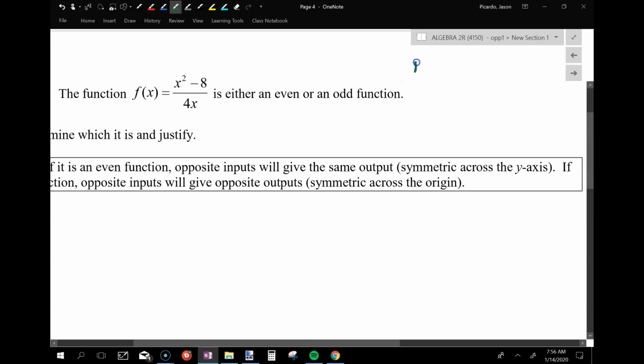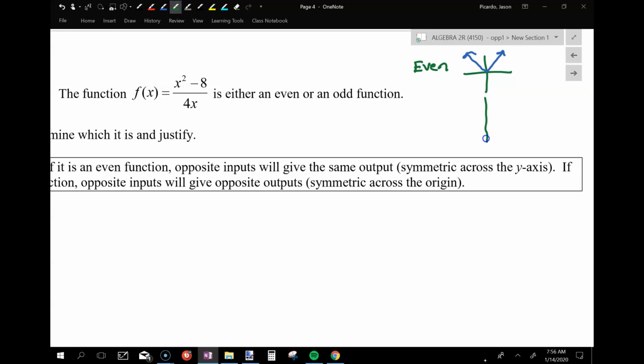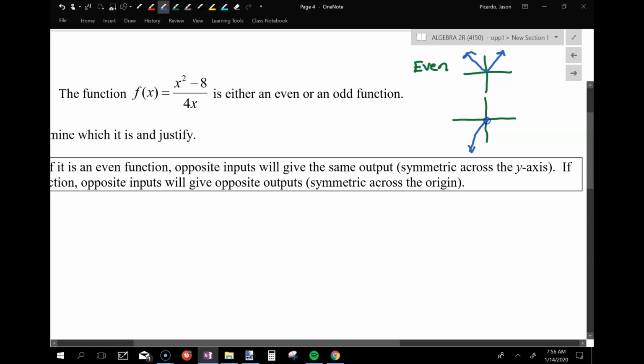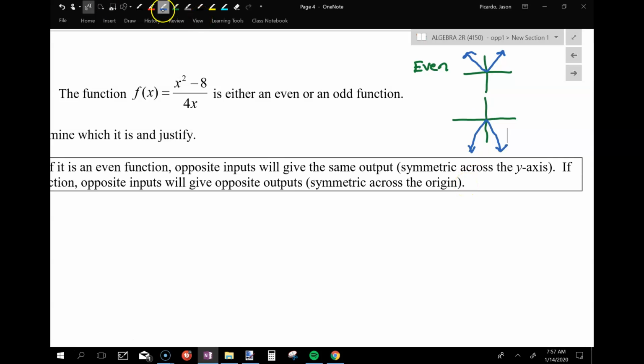So in other words, this would be an even function. This would be an even function. Why are they even functions? Because they look the same on both sides of the y-axis. Is that cool? That's the visual view of it, right, guys? That's how it looks.